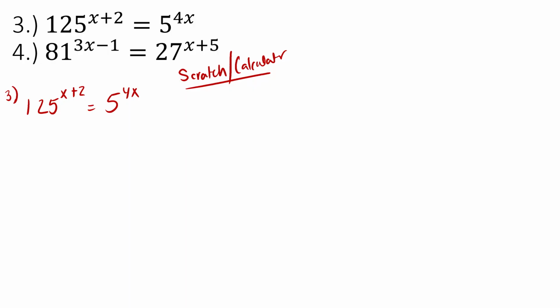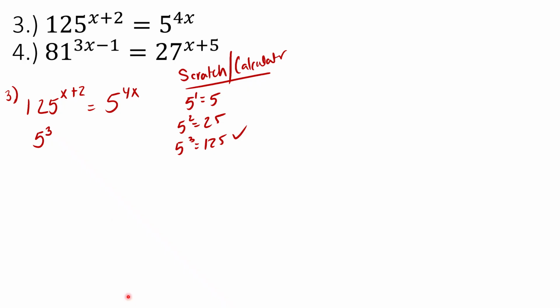But we're going to take this smaller number and keep raising it to powers to see if we can get the larger number. So 5 to the first power is 5, 5 squared is 25, 5 to the third is 125, and we've got it. What's about to happen over here on the left is I am going to take out the 125. So I'm pulling out the 125 and I'm replacing the 125 with 5 to the third. And I can do that because that is equivalent.